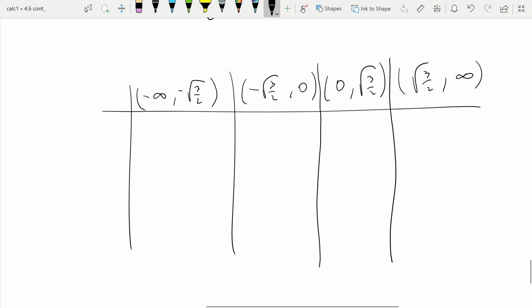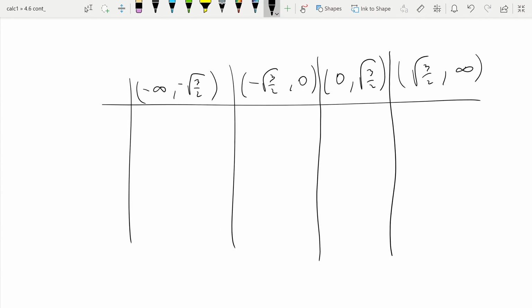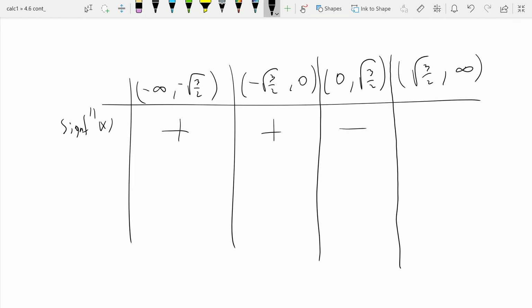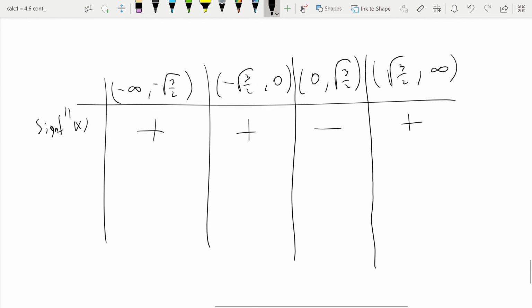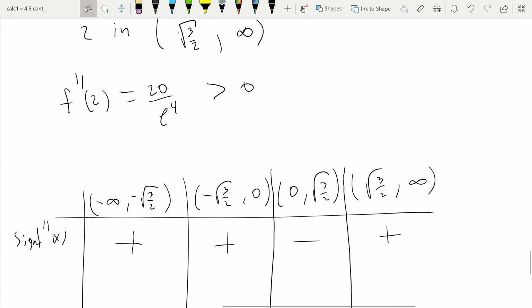Okay, so what now? We use the information we got, so this is the sign of f double prime. Here we know that it is positive, negative, and positive, right?